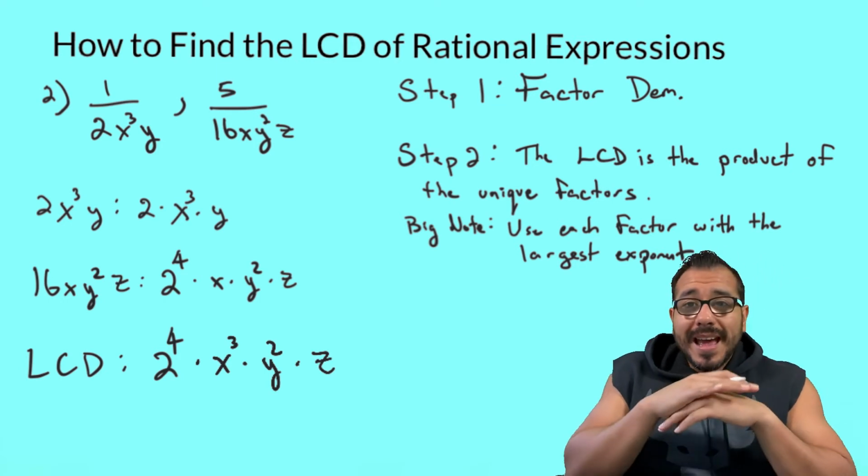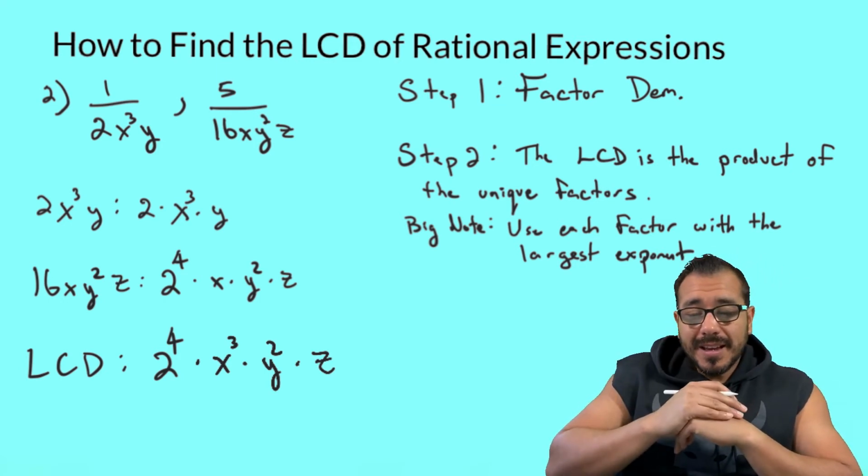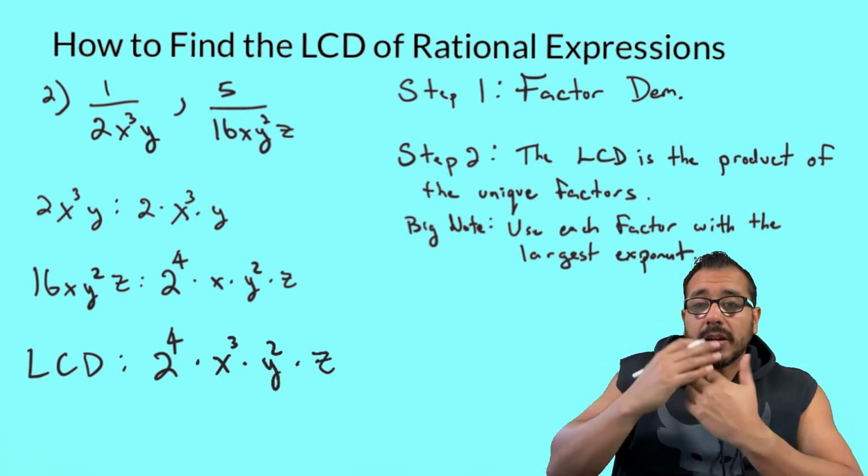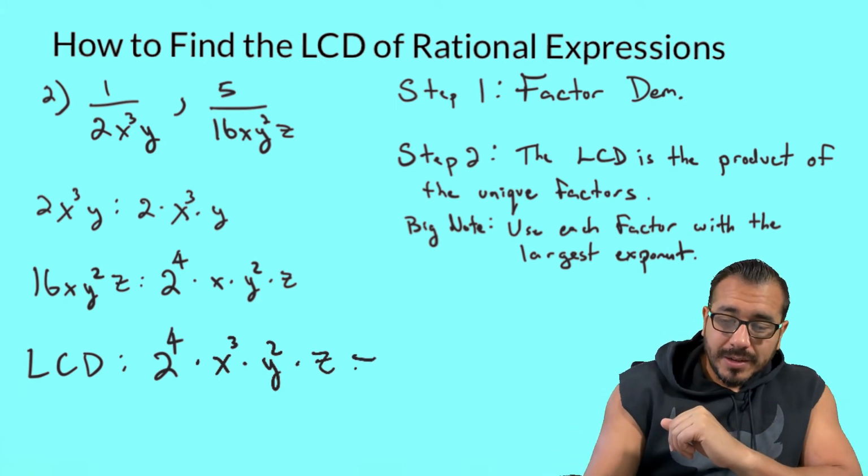So our last step here is to clean this up. And 2 to the 4th power, we already know is 16. So our last step is our LCD is 16 x cubed y squared times z.